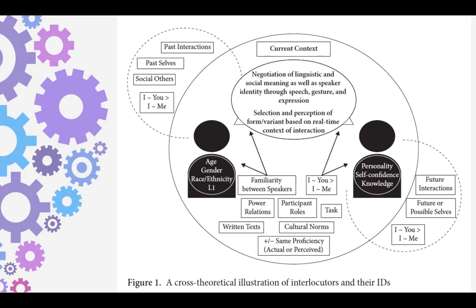In the figure, I attempt to compile the ways all 4 approaches view interlocutor IDs. The arrows show the constant and reciprocal influence between IDs and between IDs and context, within a single interlocutor as well as between interlocutors and current context, and between interlocutors and previous, future, and/or potential contexts and communicative partners.